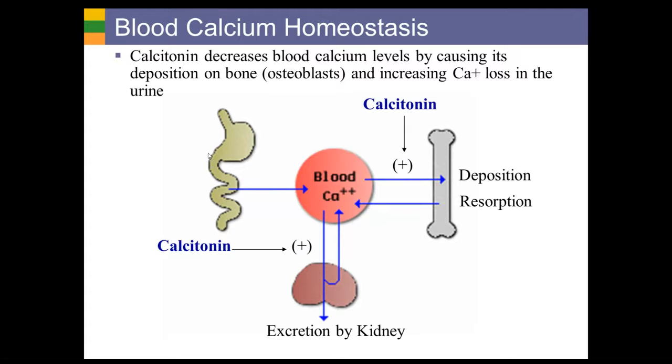This figure here shows the effects of calcitonin. Calcitonin, in response to an increase in blood calcium levels, is going to stimulate those osteoblasts to take calcium from the blood and put it on the bones. So calcitonin is going to cause an increase in bone density. Calcitonin is also going to increase the removal of calcium from the blood by the kidneys and therefore increase the calcium lost in urine. Again, remember, calcitonin is secreted in response to high blood calcium levels, so it's going to respond by decreasing blood calcium levels.